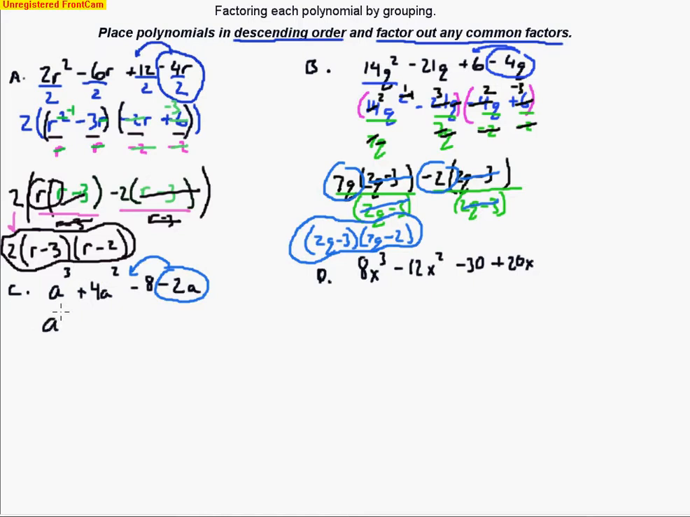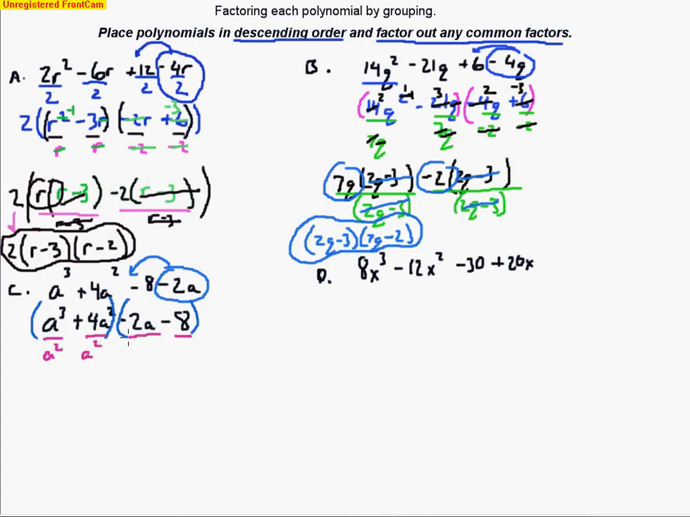So we'll put it in that descending order first, and let's rewrite our problem. We've got a to the third, a positive 4a squared, a negative 2a, and a negative 8. And so we can go ahead and group those terms, group the first two terms and the last two terms, and see what we get. So we go ahead and do that, and we take out the common factors between each of these terms. So here we've got an a squared. That's the common factor between these two.